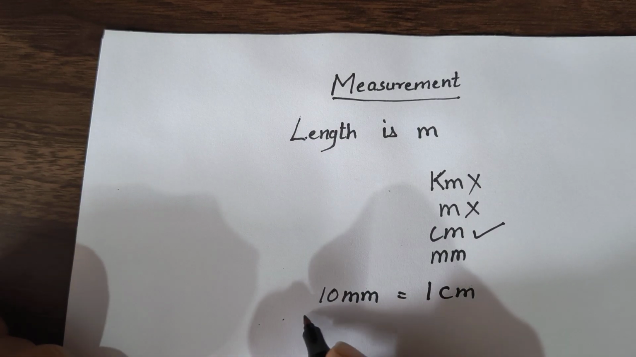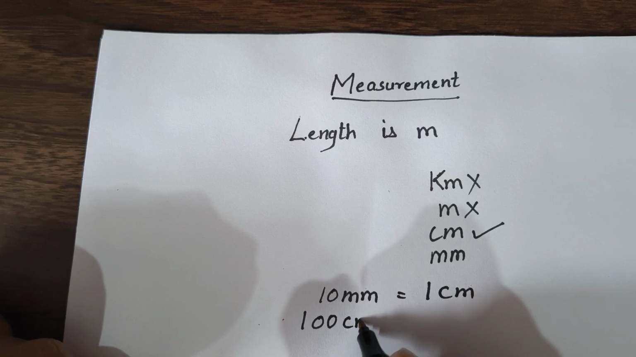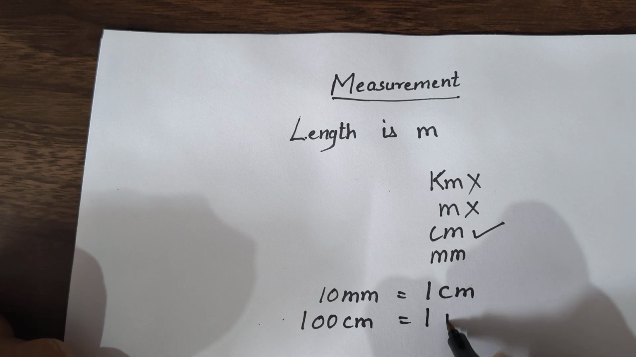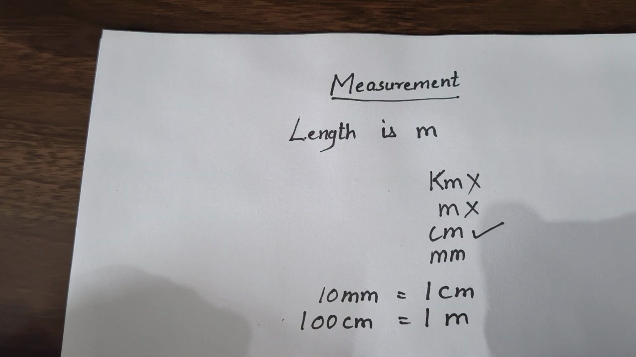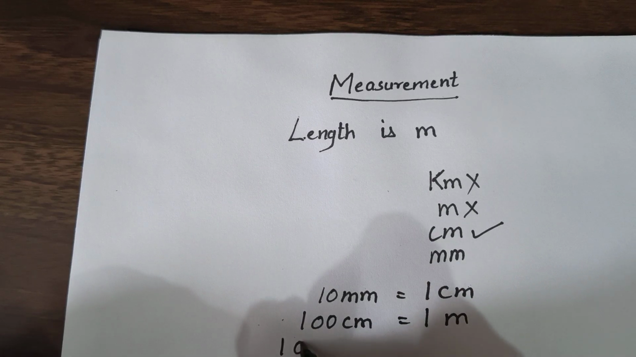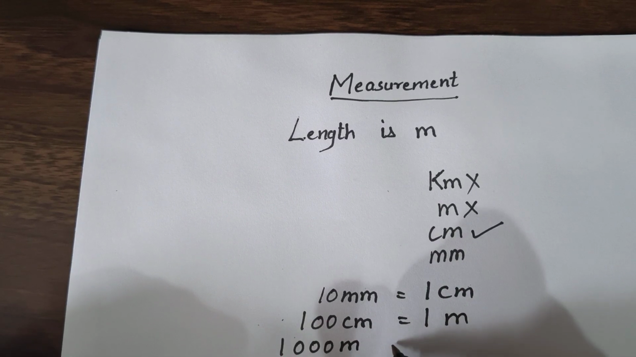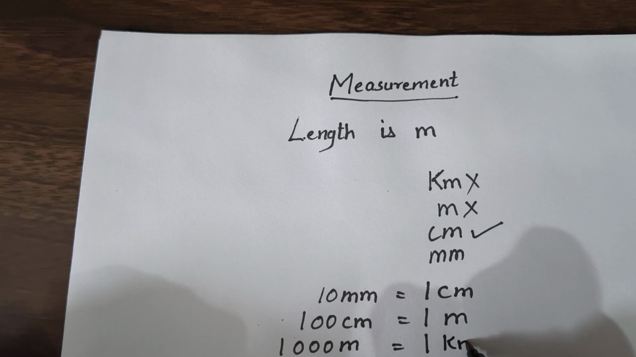Okay, then 100 centimeter is equal to 1 meter, and 1000 meter is equal to 1 kilometer.